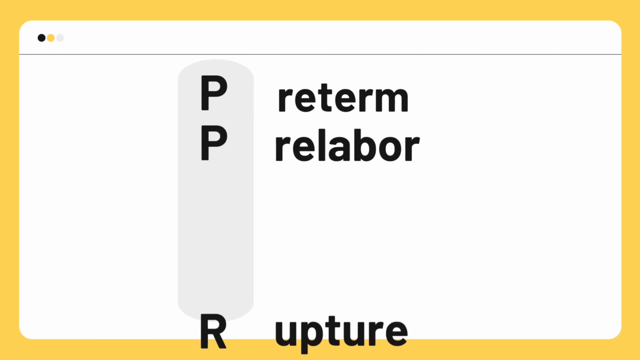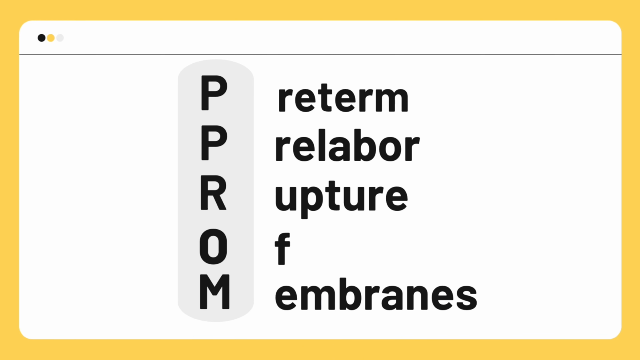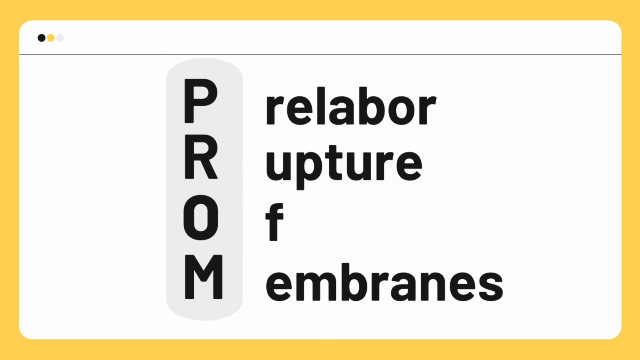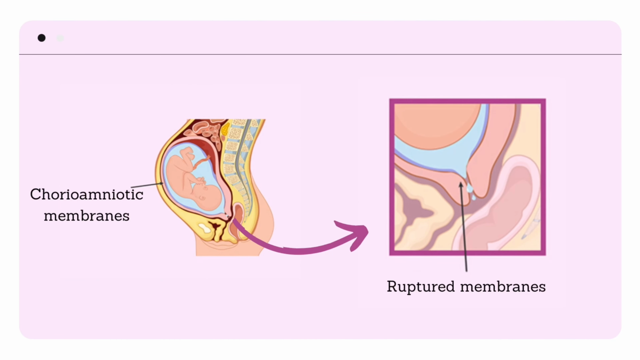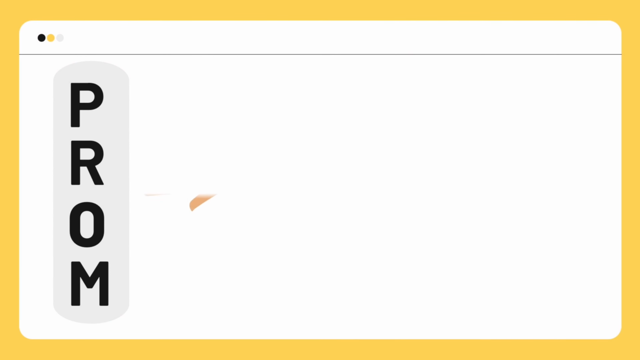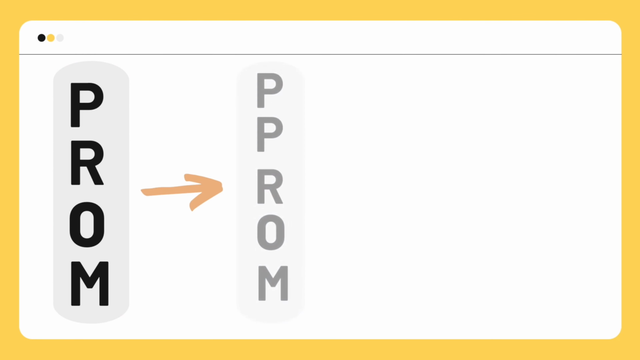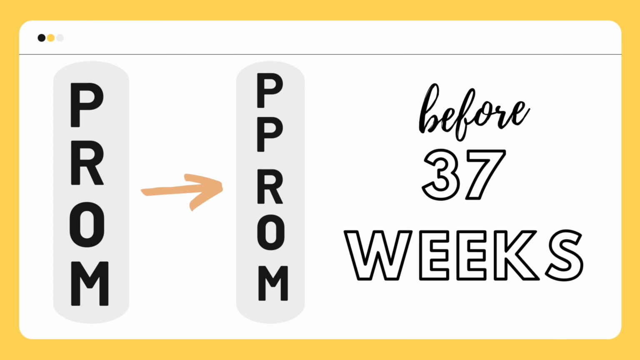Preterm Prelabor Rupture of Membranes, or PPROM, and Prelabor Rupture of Membranes, or PROM, as their name implies, both refer to the rupture of membranes before the onset of labor. However, we qualify PROM as PPROM when the rupture of membranes occurs before 37 weeks age of gestation.